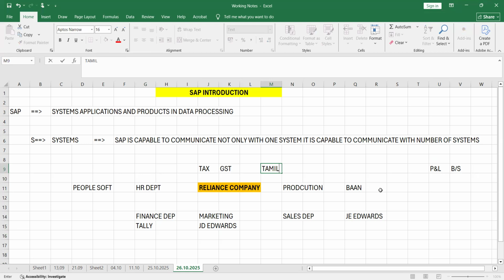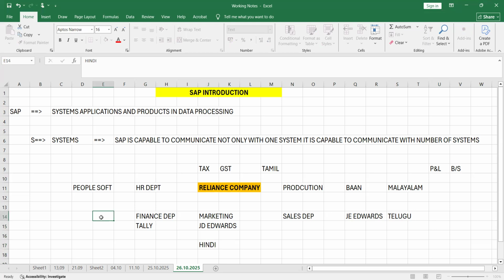Okay. And the production department, the person who is working there knows only Malayalam. He doesn't know any other language, right? The person who is working in the sales department knows only Telugu. He doesn't know any other language, right? The person who is working in the marketing department knows only Hindi. He doesn't know any other language, right?